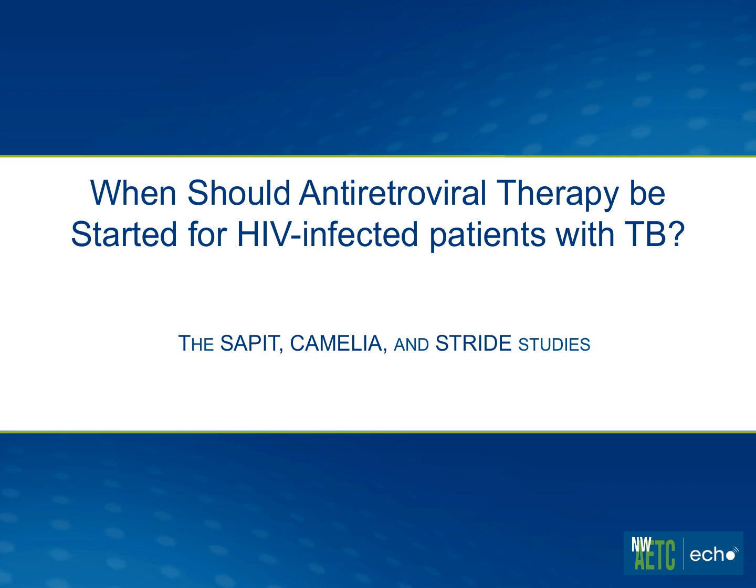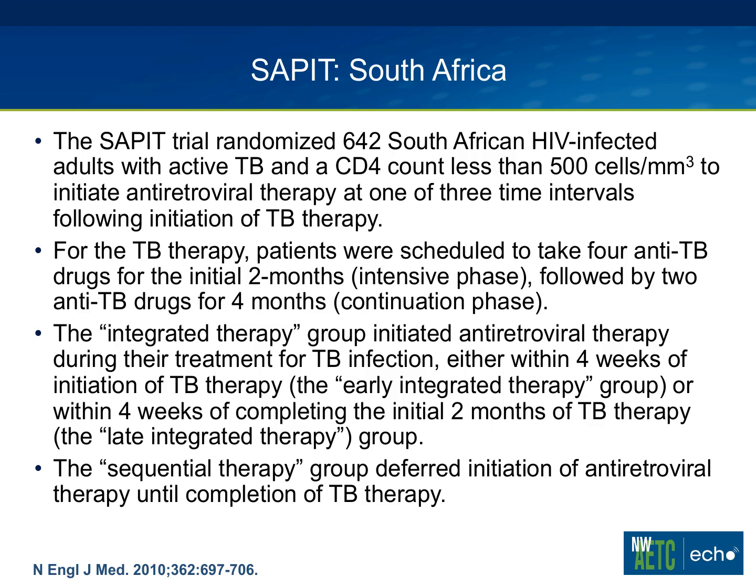The first study was the SAPiT trial. This was conducted among 642 HIV-infected adults with active TB in South Africa. These patients, each of whom had a CD4 count less than 500, were randomized to initiate antiretroviral therapy at one of 3 time intervals following initiation of tuberculosis therapy.